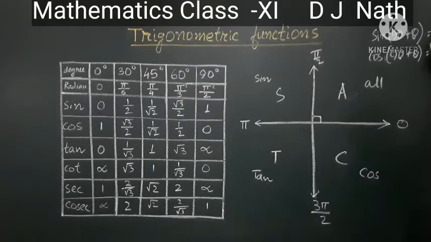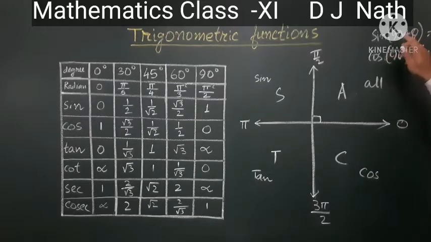Sin 90 plus theta is cos theta. Sorry, cos theta. When it is changing to that 90 plus theta, it changes like that. Complementary angle you have learned in class 10. So sin 90 plus theta is cos theta. Cos 90 plus theta is minus sin theta. Why?